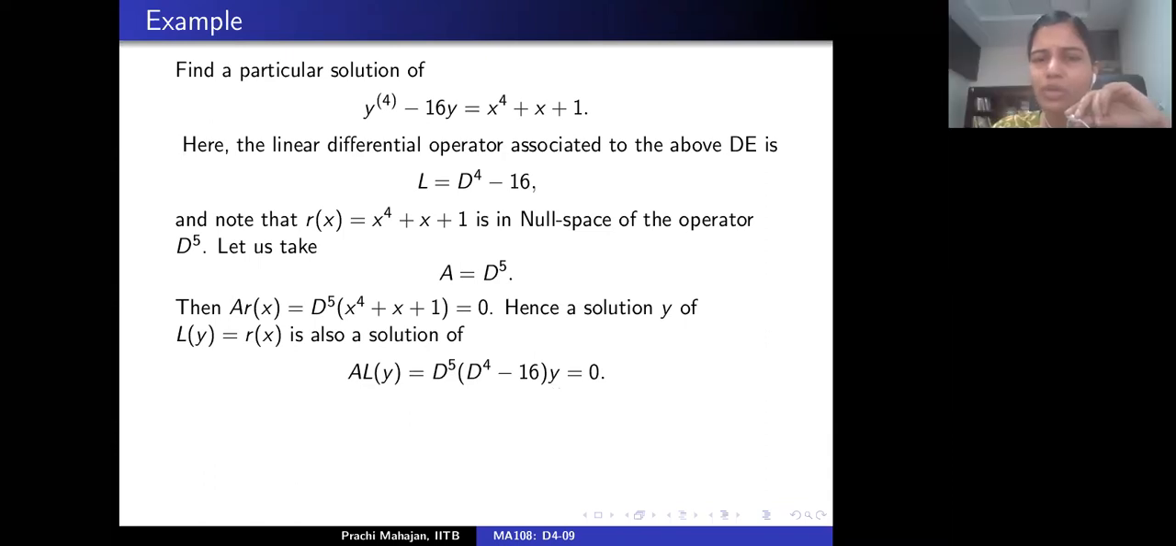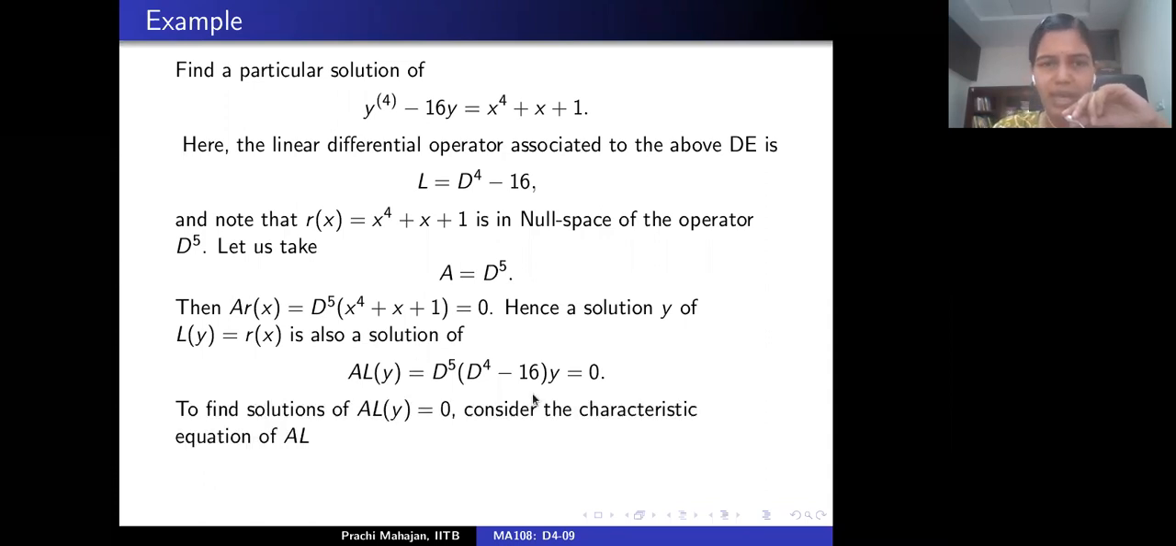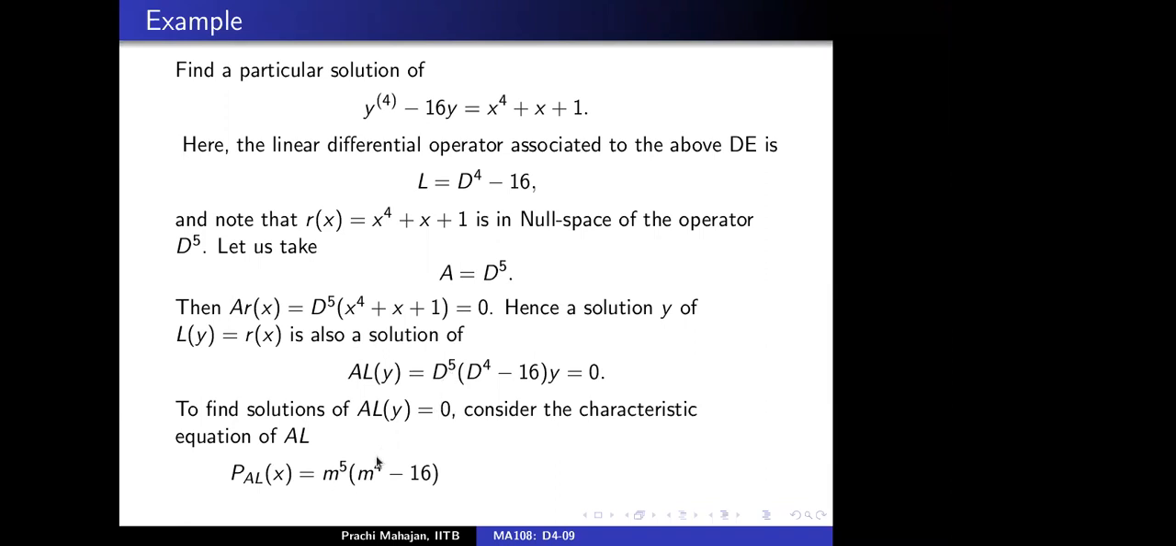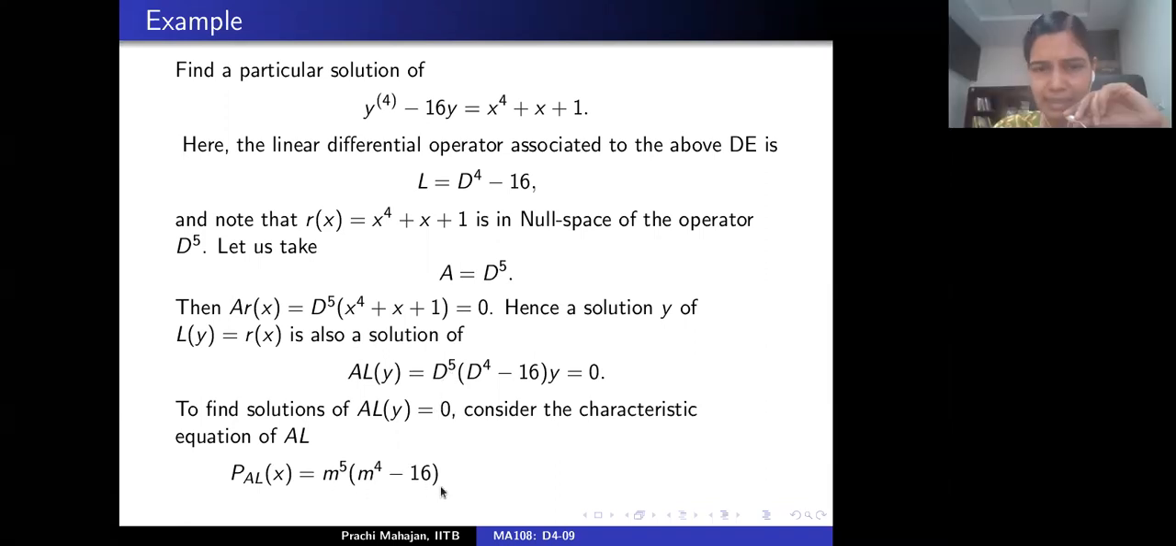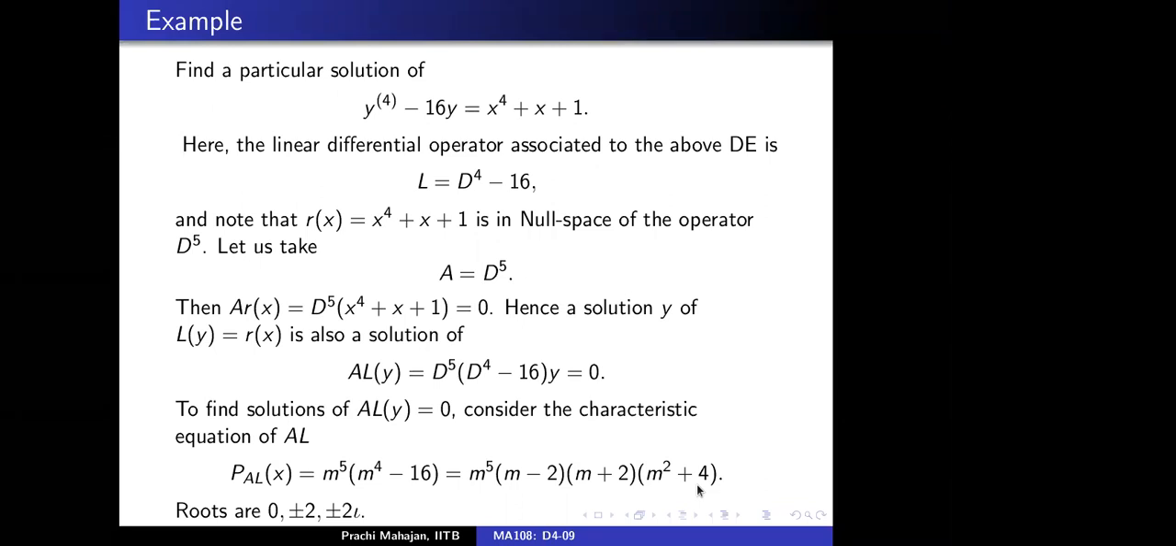Now what am I going to do? I'm going to solve this homogeneous equation first. Let's write down the associated characteristic polynomial, which is n^5 times (n^4 minus 16). Let's factorize it. What are the roots? 0 with multiplicity 5, 2, minus 2, and plus minus 2i. Is that correct? Yes, ma'am. Okay.